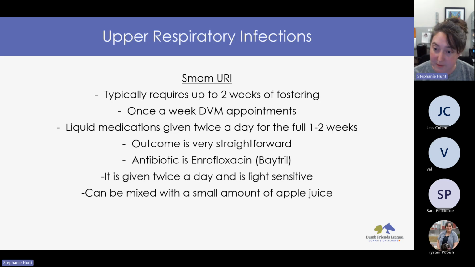With SMAM specifically, we always involve a veterinarian because they are usually really straightforward. So either they respond really well to the antibiotics, they clear the upper respiratory infection, and they're good to go up for adoption, or they tend to be complicated and it's something more serious like cancer that's underlying, that's causing a compromised immune system. And in those situations, we have SMAMs that are on antibiotics that just do not improve. They don't respond to the antibiotic treatment.